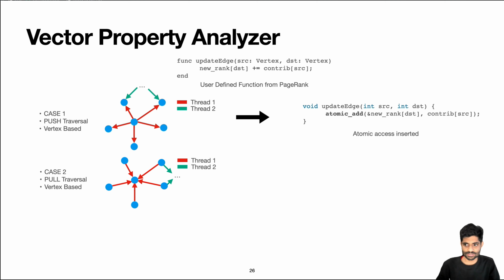In the second case, we will look at the pull traversal, where we iterate over the destinations and pull the values from the sources. In this case, the compiler is able to determine through the data flow analysis that multiple threads cannot write to the same value in parallel, and hence it doesn't insert atomics for performance.